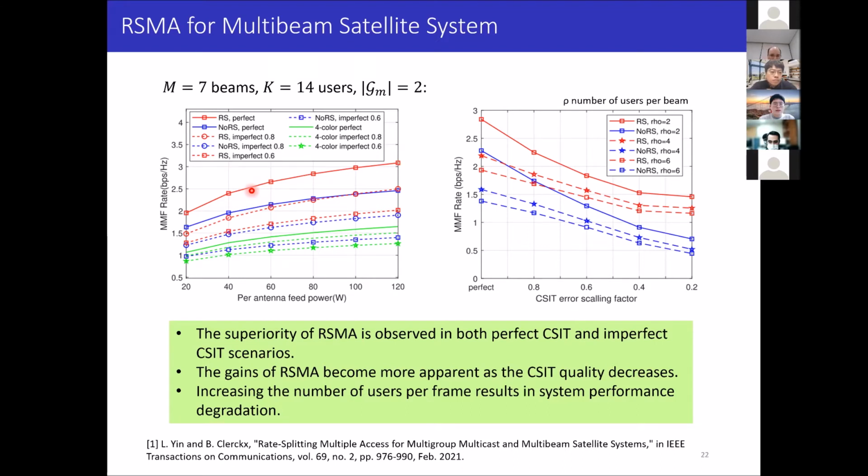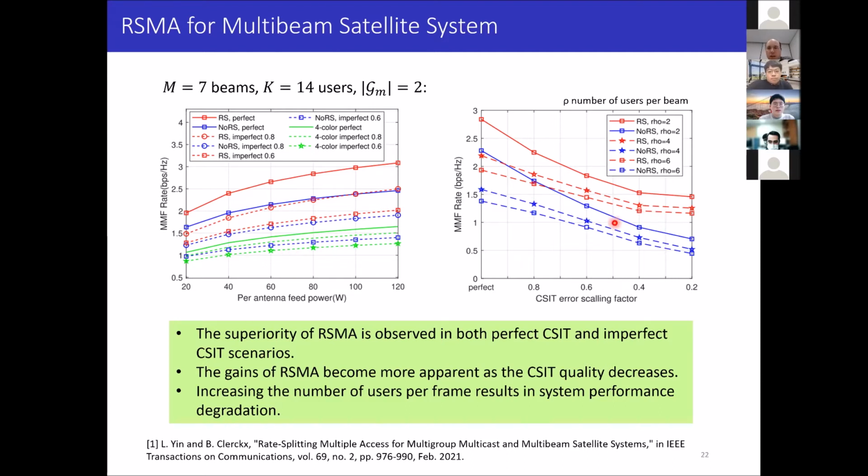If you have imperfect CSIT, you have the dashed lines, but the message is the same. Essentially, the red curves are always significantly higher than the blue curves. Here you have the double benefit of managing the interference between the beams and also being more robust to the imperfect CSIT. Then the baseline is the green curves, which are the frequency reuse. We have a frequency reuse factor of 4 here, so we have 4 color schemes. All those different beams have different colors, different frequencies, that reduce the interference in the network, but that decreases the whole rate as well, because of the loss due to the frequency reuse.